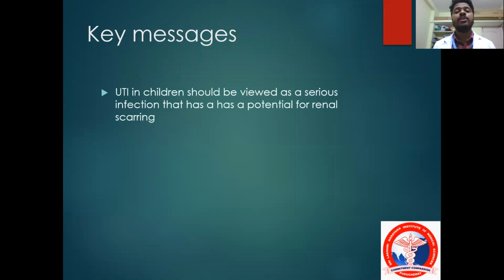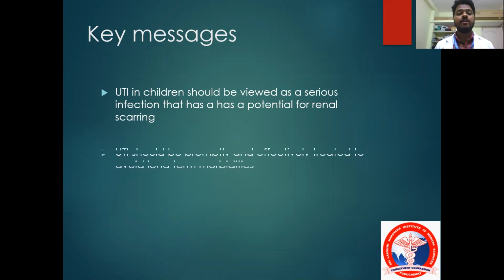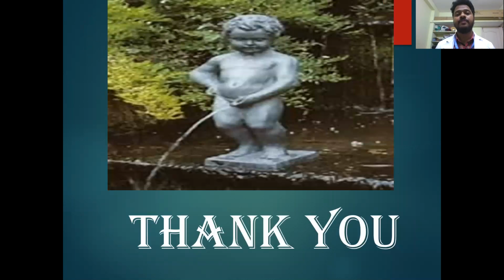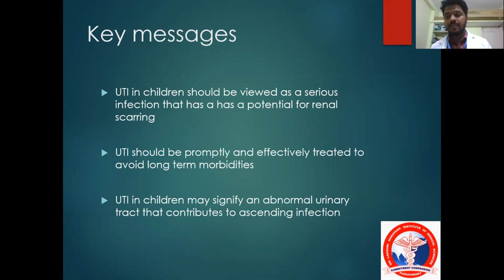So key messages: UTI in children should be viewed as a serious infection that has a potential for renal scarring. So UTI should be promptly and effectively treated to avoid long-term morbidities. UTI in children may signify an abnormal urinary tract that contributes to ascending infection. So thank you. If any doubts are there, people can ask now.